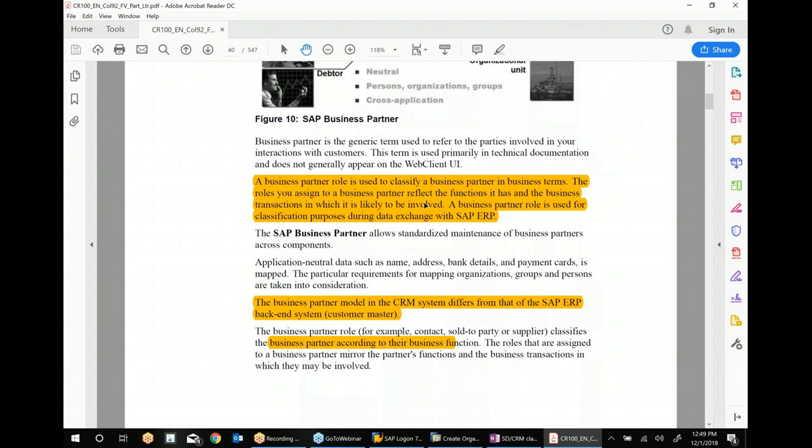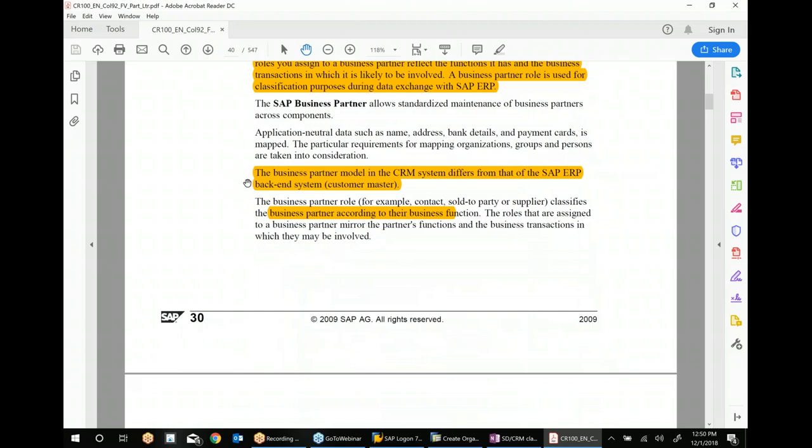Sold-to party is a role. Ship-to party is a role. Bill-to party is a role. Payer is a role. Vendor is a role. So business partner role describes what kind of role that business partner plays. Make a note of this concept as well, about 1.5 lines.